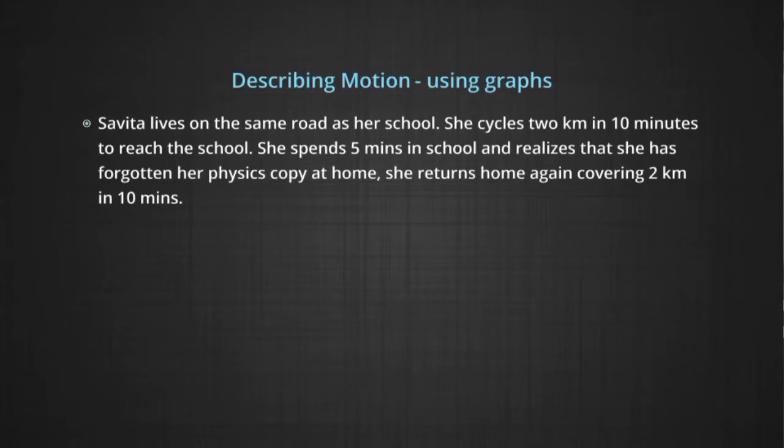We will take up an example to make this clearer. Savita lives on the same road as her school. She cycles 2 kilometers in 10 minutes to reach the school.